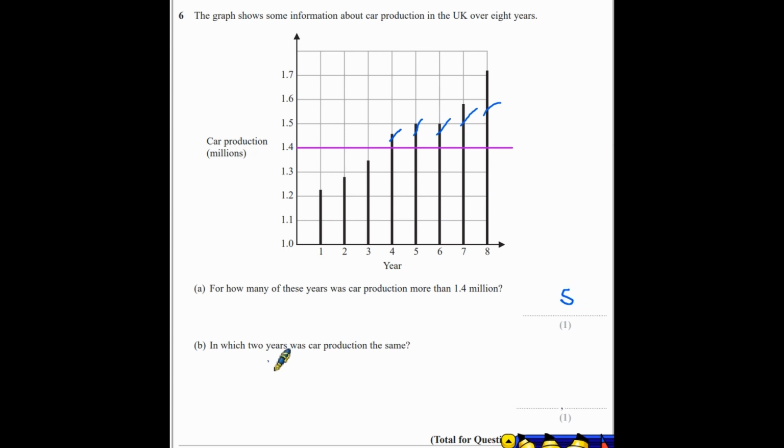And then we are asked, in which 2 years was car production the same? Well, it's 1.5 million in years 5 and 6. So 5 and 6 are the answers.